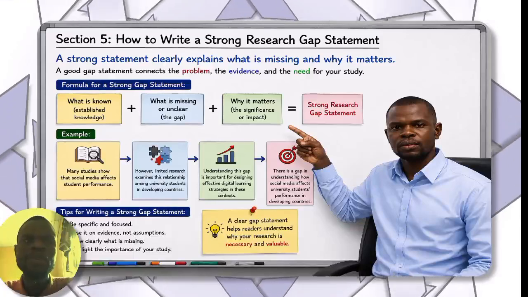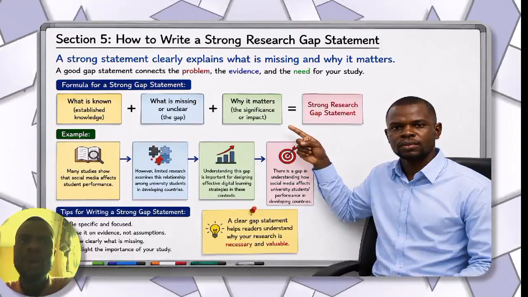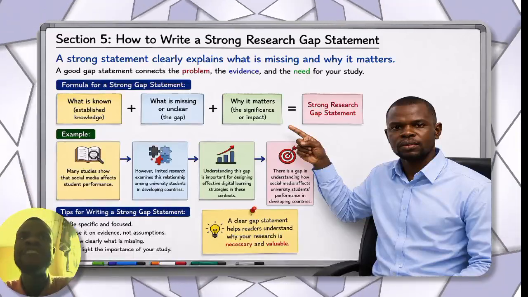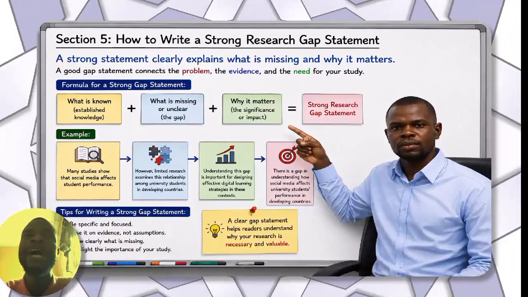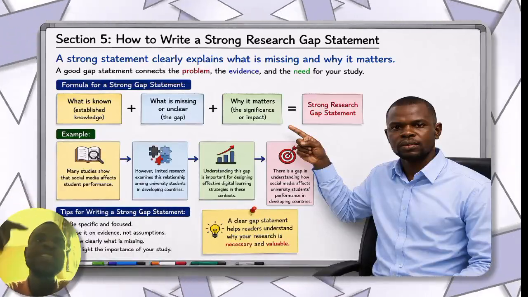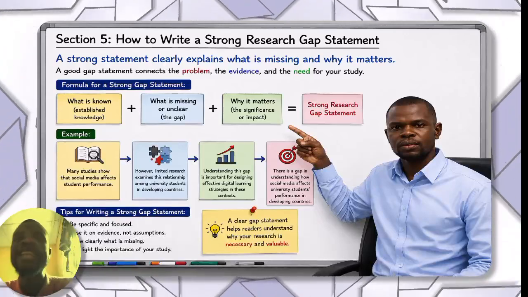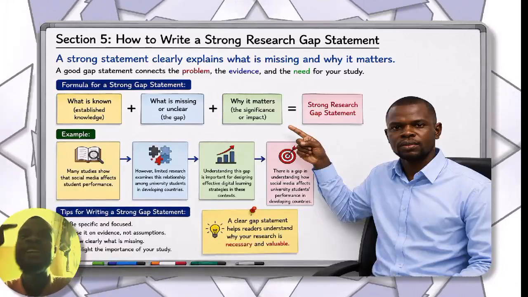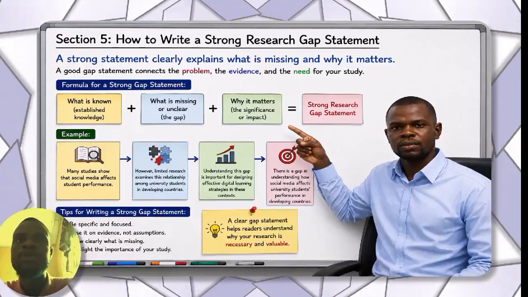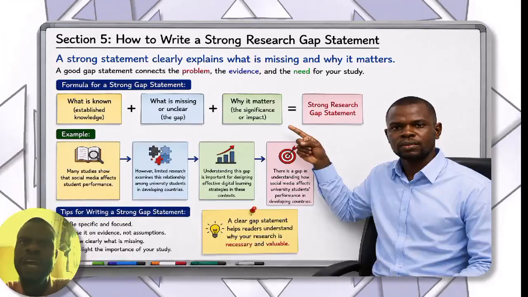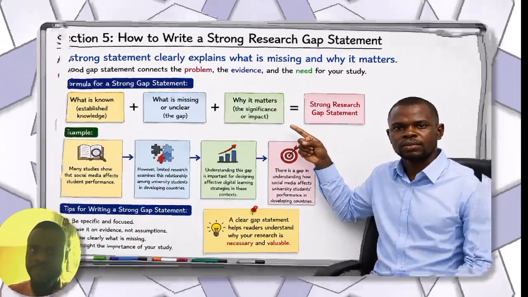A simple structure looks like this. Although previous studies have examined X, limited research has explored Y within the context of Z. This gap is important because dash. Therefore, this study investigates dash. Using this structure can make your proposal clearer, stronger, and more convincing.